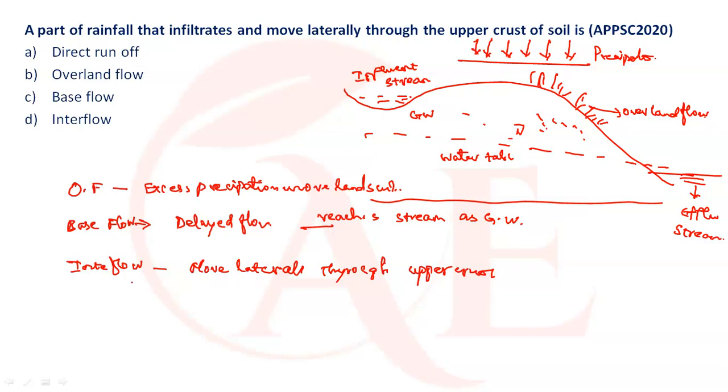So what is prompt flow? Prompt flow is the interflow with the least time lag, or we can say delayed interflow. So for this question, read the question: a part of rainfall that infiltrates and moves laterally through the upper crust. Upper crust means it is interflow. So option D is the correct answer. We can move to the next question.